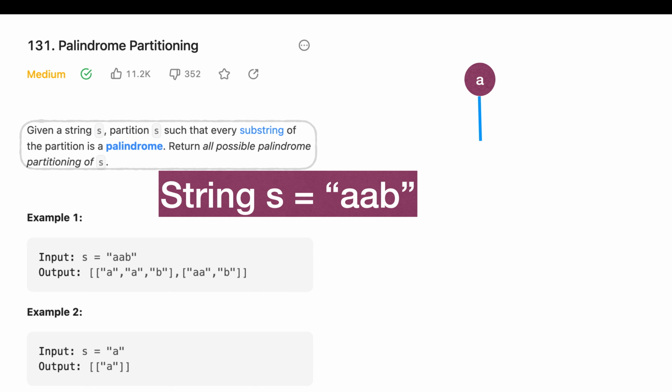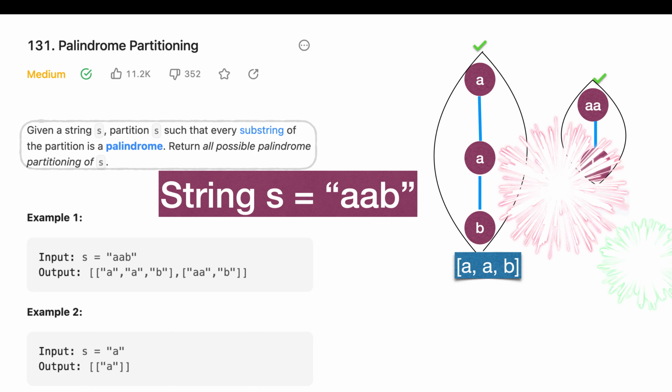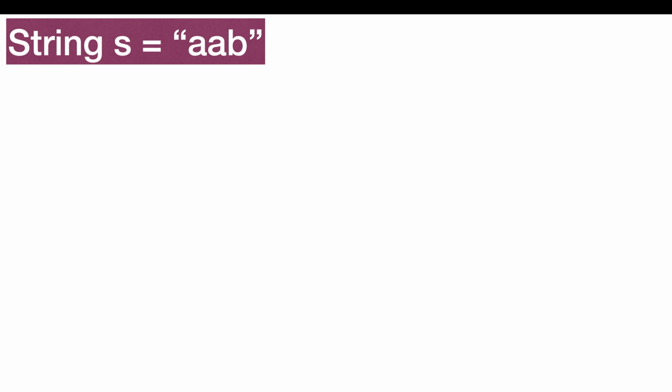One is A, A, and B. If you see here, my partition is equal to S, and every substring of the partition is a palindrome. Similarly, we have one more combination, AA and B. Here my partition is equal to S and every substring of the partition is a palindrome. It's a very good problem from backtracking. Let's see how we can solve it.